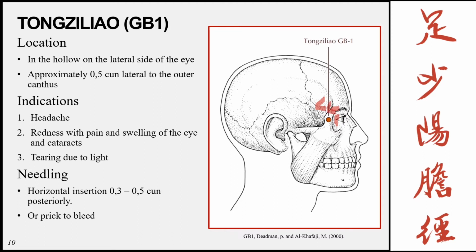The indications for this point: it can be used for local conditions such as headaches, redness with pain and swelling of the eye, and cataracts, and it can also be used for tearing due to light. This is when the eyes start to tear when they're exposed to light conditions. Needling is horizontal insertion, 0.3 to 0.5 tsun, going posteriorly, so we're going in this direction. We can also prick this point to cause bleeding.